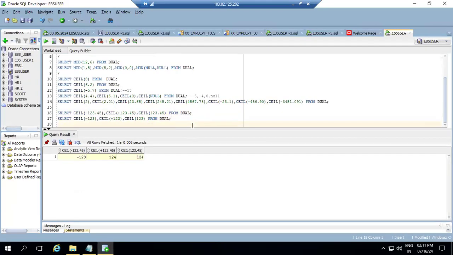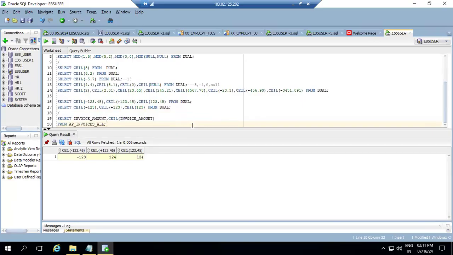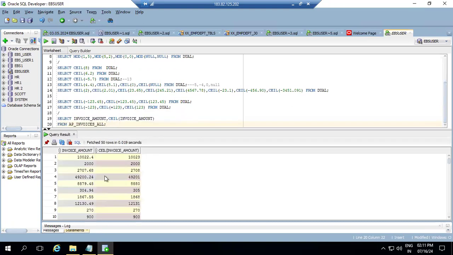So how we are using the ceil function here is in the select statement itself. You can see the syntax here, ceil invoice underscore amount. So when executing, you can see the ceil value. This is your table column, and this is the function you used. Okay. So how is it considering 10,022.4? So how is it considering now?